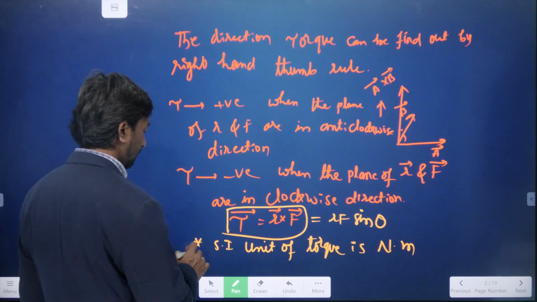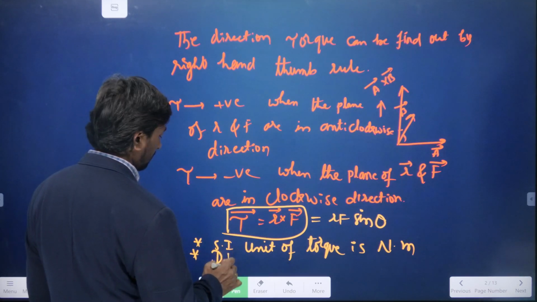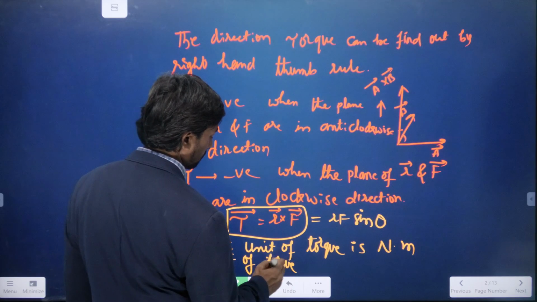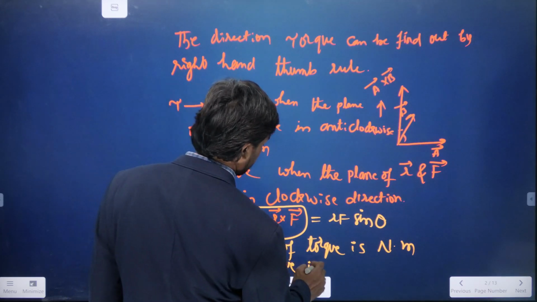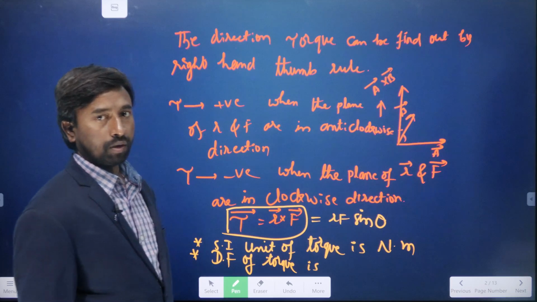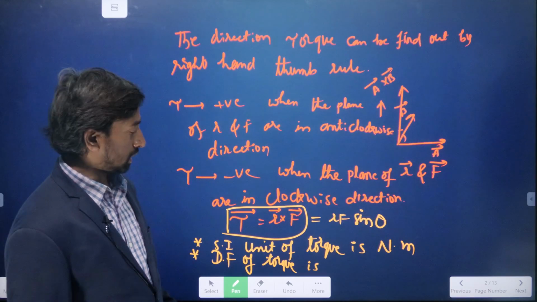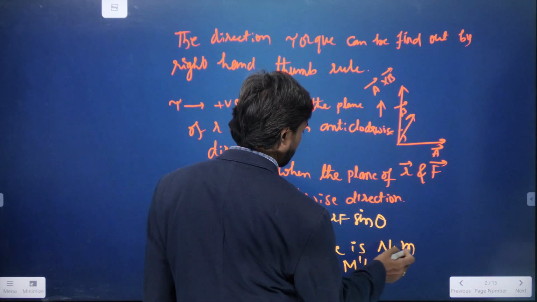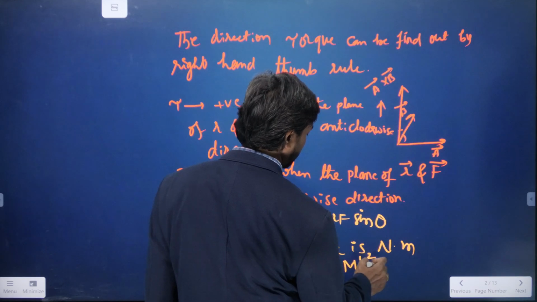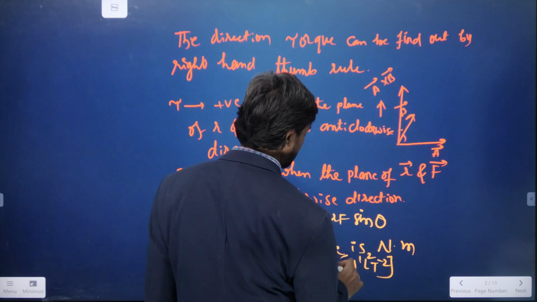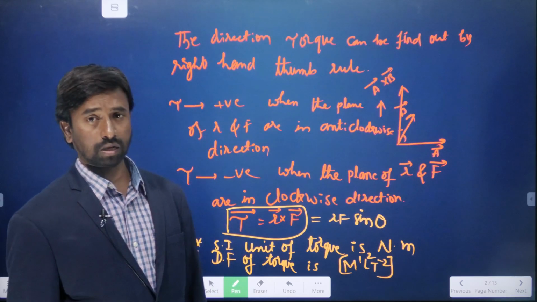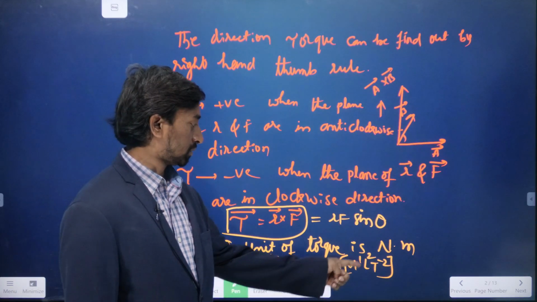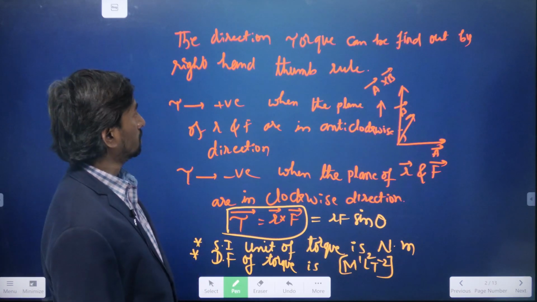Then what is the dimensional formula of torque? Newton means M power 1, L power 1, T power minus 2, and here meter gives another L. So we get M power 1, L power 2, and T power minus 2. So the dimensional formula of the torque is also equal to the dimensional formula of energy. Energy has the same dimensional formula, and the same SI unit. Okay, so this is about the torque.